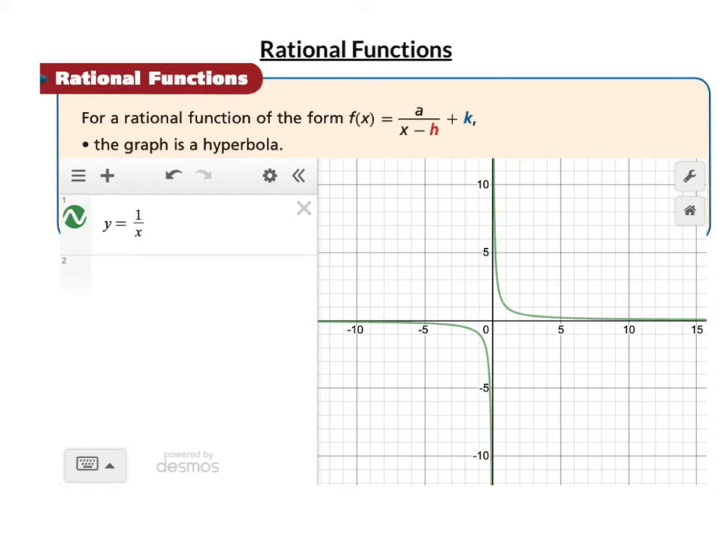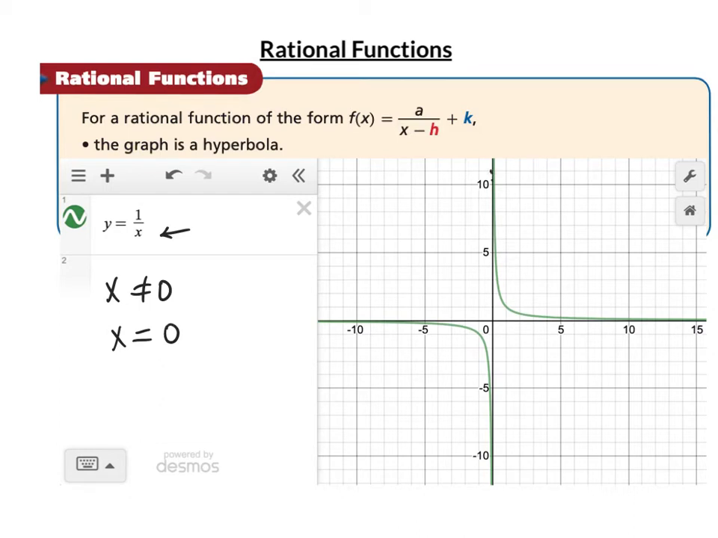Rational functions. A rational function of the form y equals a over x minus h, plus k, creates what's called a hyperbola. The parent function of the hyperbola is y equals 1 over x. Notice that x cannot be 0, because if it was 0, I'd be dividing by 0. That's not possible.